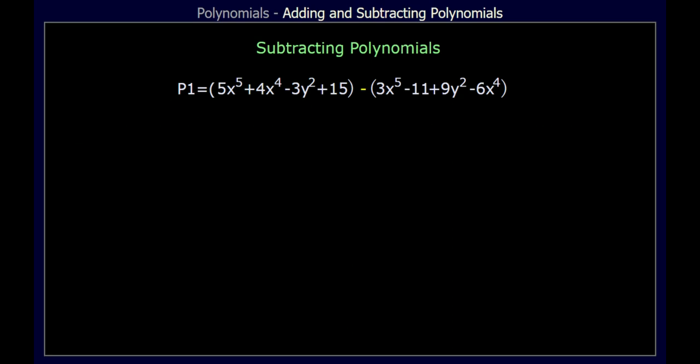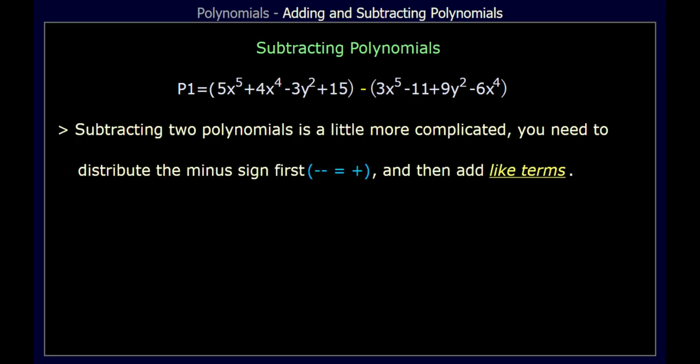So this is a little different. You can't just throw away the parentheses because this minus sign affects everything. So what we're going to have to do is distribute the minus sign first through this polynomial here. And we got to watch out for that, 2 minuses is equal to a plus. Okay? So that's our first step.